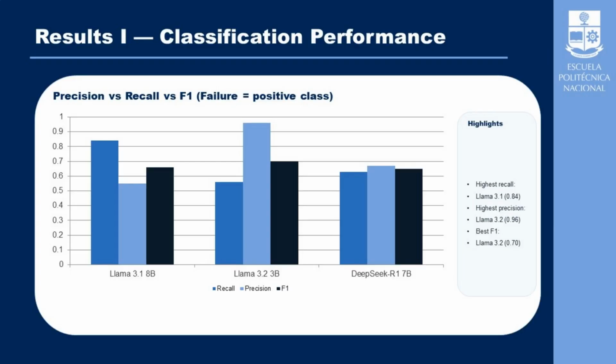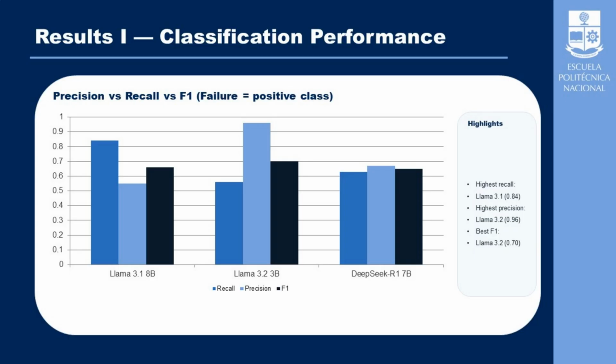In this section, we'll review the results of both the classification task and feedback generation. Let's start with the classification task. Here, the goal is to identify whether the submitted package is correct, and the paper reports precision, recall, and F1 score. The useful way to read these metrics is to think of failure detection as the positive class. High recall means we catch most problematic requests. High precision means we avoid falsely rejecting correct requests.